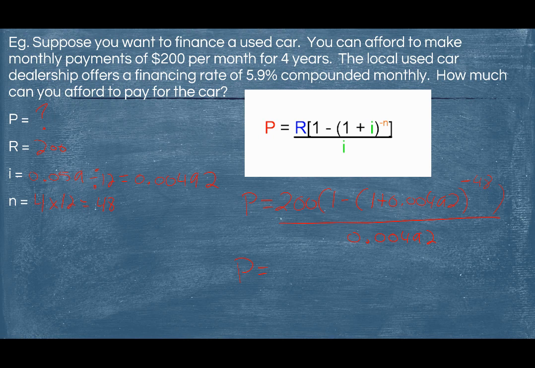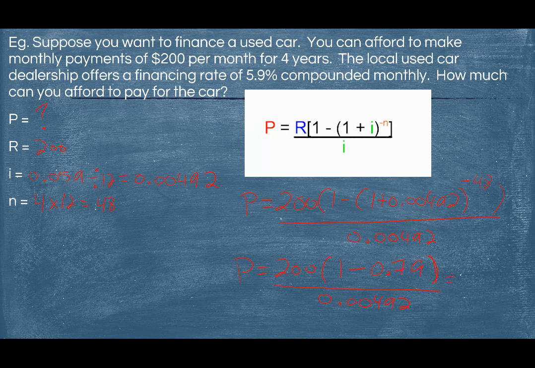0.00492 plus 1. So I just figured out in the brackets it's 1.00492. And then I'm going to go to the power of negative 48, hit equals, and it gives me 0.79. So I'm just going to write down what I have so far. It's 200 bracket 1 minus, and I figured all that other stuff out to be 0.79, and that's closing my bracket, divided by 0.00492. I got to go 1 minus 0.79 in there, which gives me 0.21.